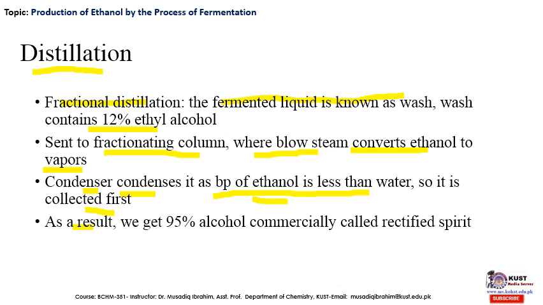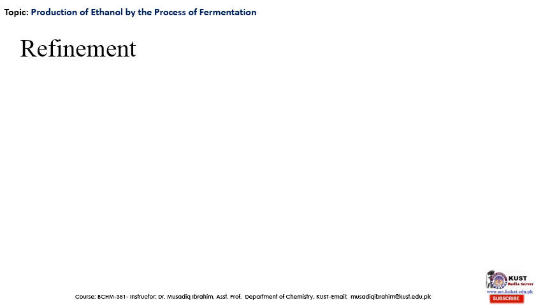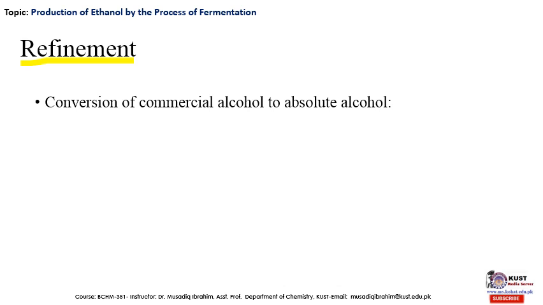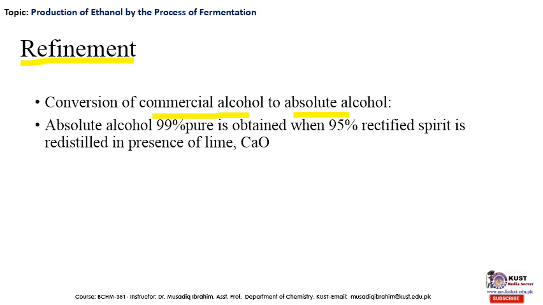Now as a result of this distillation and condensation process, we get 95% alcohol, which is commercially known as the rectified spirit. Now refinement is the final step in getting the absolute alcohol, and it gives the finishing touches to the process. So it is actually the commercial alcohol conversion to absolute alcohol.